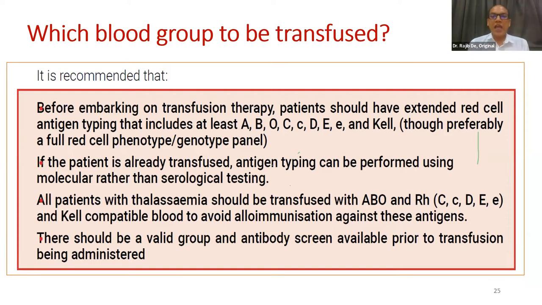That's why, along with A, B, and D, we need to do the RBC phenotype for capital C, small c, capital E, small e, and KEL. So this 5-panel extended RBC phenotype is essential for thalassemia transfusion, and we need to give this limited phenotype matched RBC transfusion. And in regularly transfused patients, we need to do alloantibody screening also.